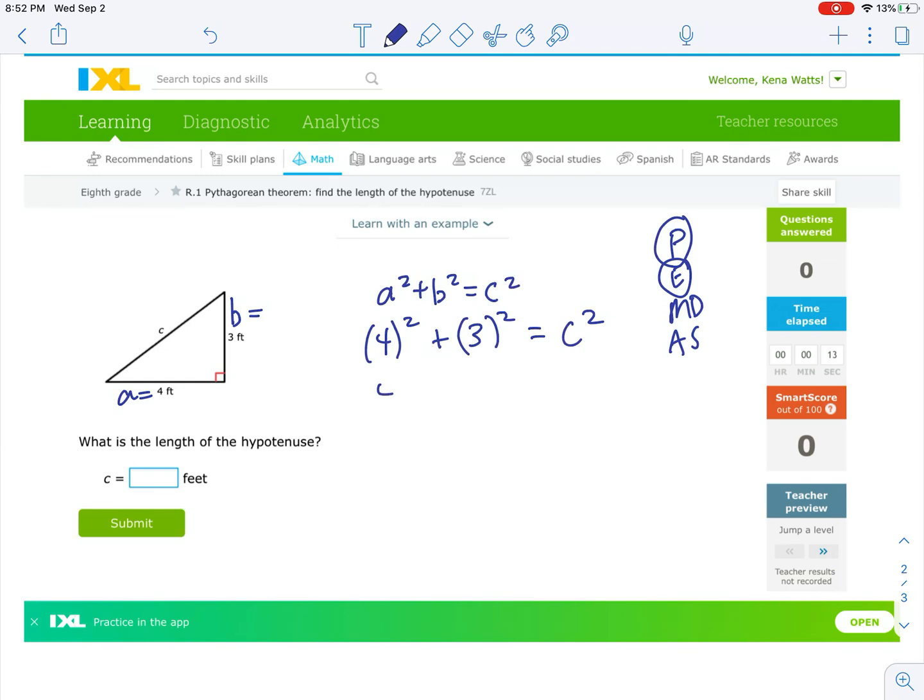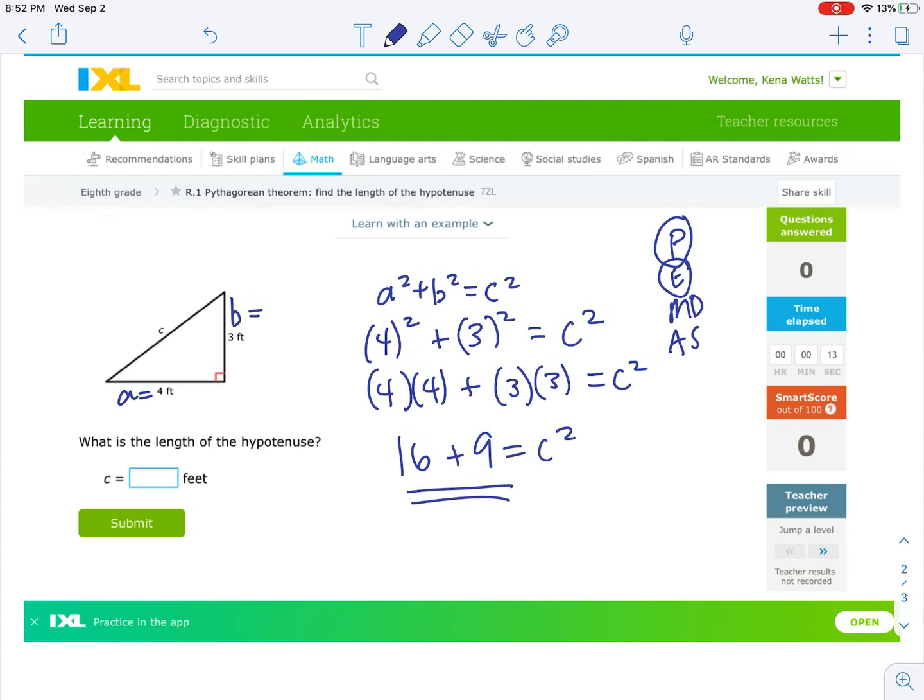So 4 squared is 4 times 4, which is 16. 3 squared is 3 times 3, which is 9. And this equals c squared. We are looking for c squared. From here, I need to combine the like terms on the left side. 16 plus 9 makes 25. I'm not done. I need C to be by itself. I need to get rid of the square on the C.